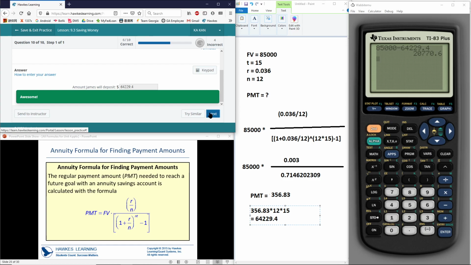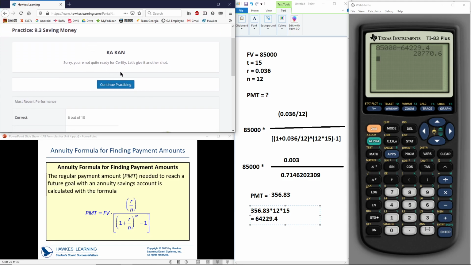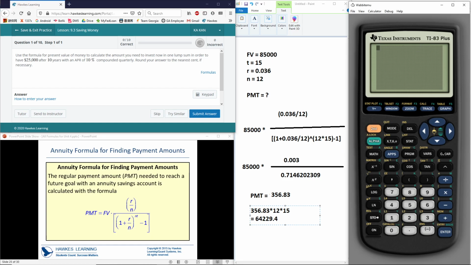It's hard work. It's a lot of stuff you have to put in there, but that's cool. That's good enough. It says I'm not ready to certify, but you know how it is. All of this is because I skipped a bunch of problems. So basically, try that. And I know if you don't have a good calculator, it's going to suck.